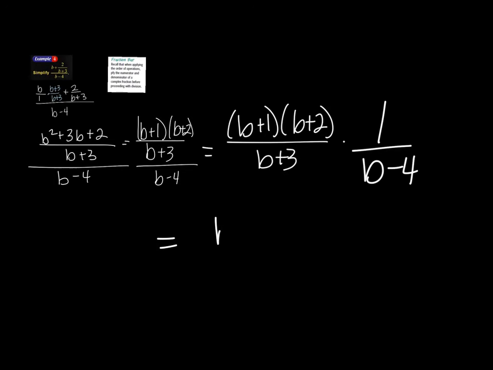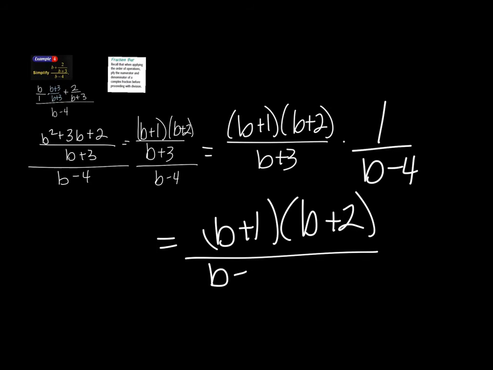Unfortunately, on this specific example, nothing canceled out. That's odd. Normally it does. So I just get what I get, b plus 1 times b plus 2 over the quantity b plus 3 times b minus 4.